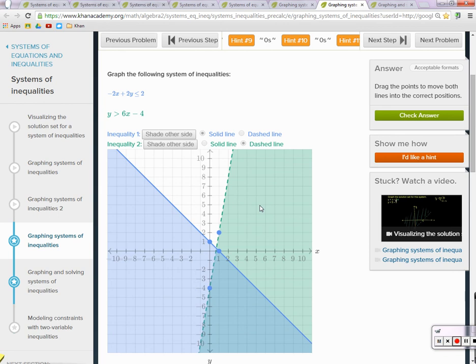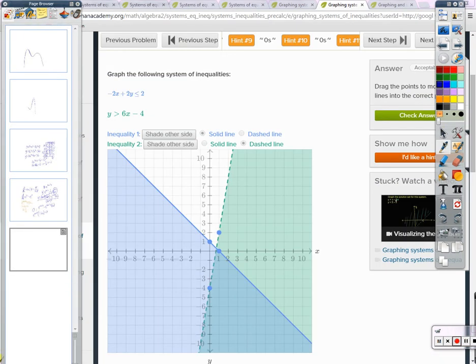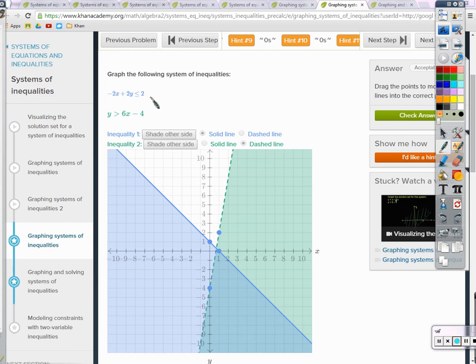Yep. Is this slope wrong? For which one? The blue one. It's supposed to be x instead of negative x. Oh, you mean like if you put it in slope-intercept form? Yeah. Here, let me. Give me a pen. So if we add 2x to both sides, we'll have 2y is less than or equal to 2x plus 2. And then we divide by 2 on both sides. We get y is less than or equal to x plus 1.